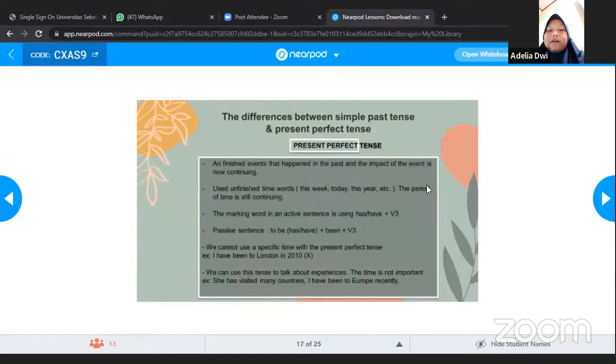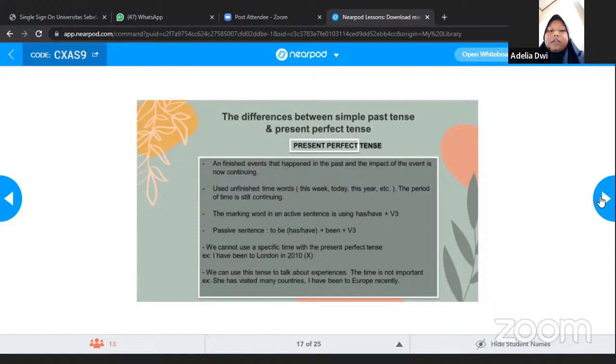Okay, now for the present perfect tense, it is an unfinished event that happened in the past and the impact of the event is now continuing. The second one, it uses unfinished time words such as this week, today, this year, etc. And the period of time is still continuing. And then the third one, the marking word in an active sentence is using has or have plus verb 3.